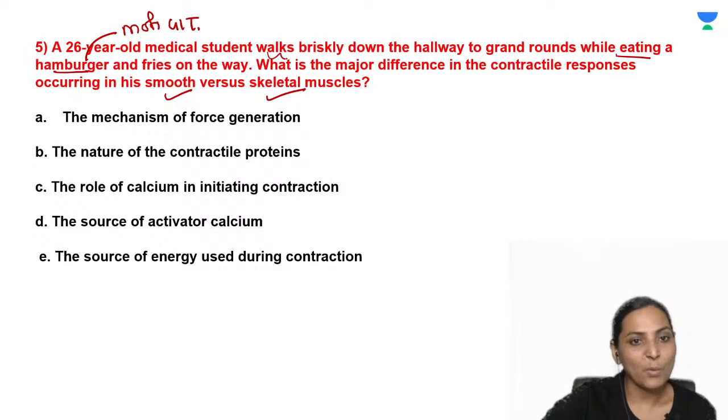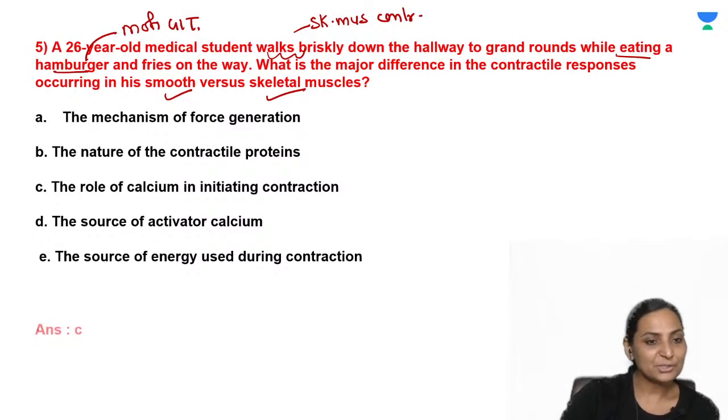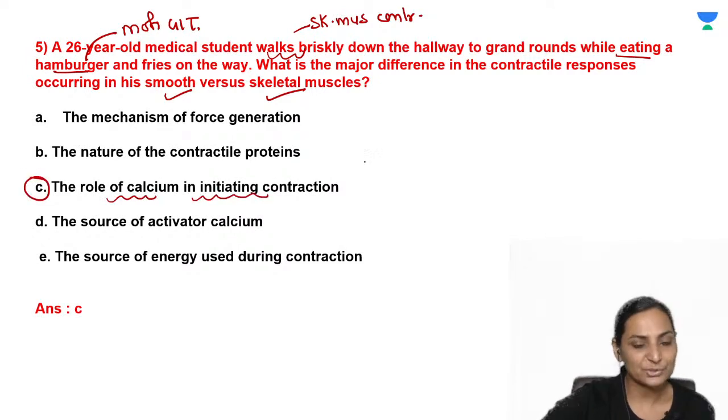Second is he is walking. That means there is also involvement of skeletal muscle contraction. So now you have to tell me what is the difference in the contractile response of the smooth and the skeletal muscles. The mechanism of force generation, the nature of the contractile proteins, the role of calcium in initiating contraction, the source of activator calcium, or the source of energy used during contraction. So the major difference is C, that is the role of calcium in initiating contraction. That is the biggest difference in the skeletal muscle and in the smooth muscle.